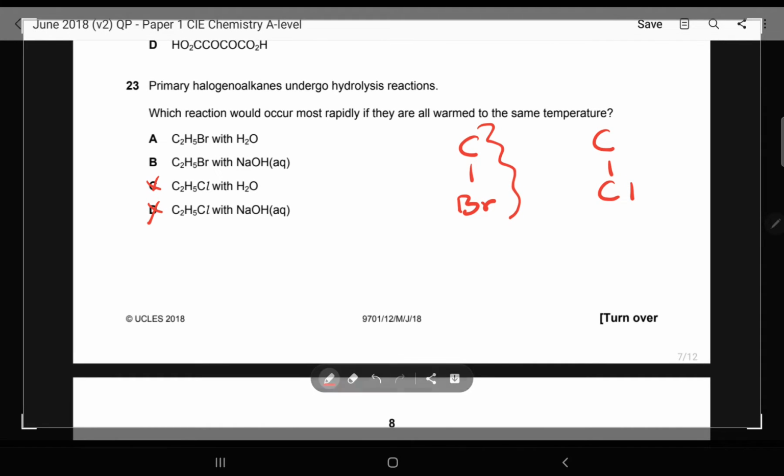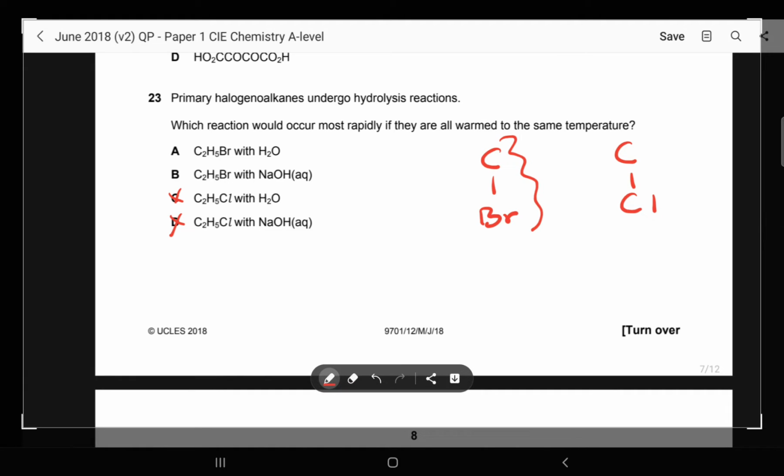Sodium hydroxide can easily react with C2H5Br compared to water. Since sodium hydroxide is more reactive, it wants to give away its OH and receive bromine in the process. So sodium hydroxide is going to be reacting more strongly. So B is going to be our answer.